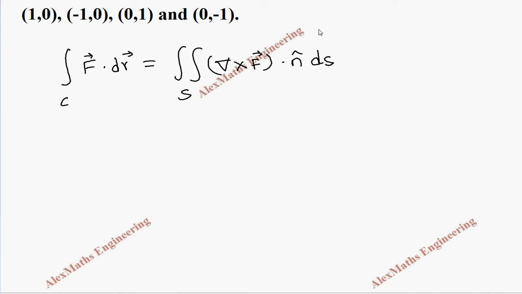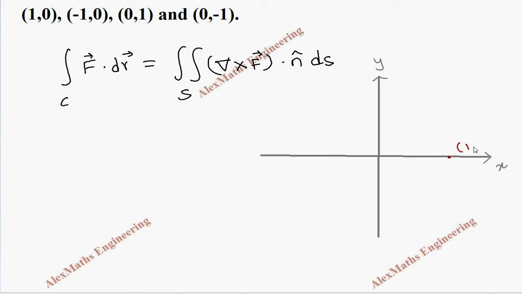Now we are going to take a small diagram for the given square region in the xy plane. So we take the x-axis and y-axis, this is our x, this is our y, and we have 4 points. (1, 0) I take it here, which is point A. Then (-1, 0) will be somewhere here. Let's take this as point B.